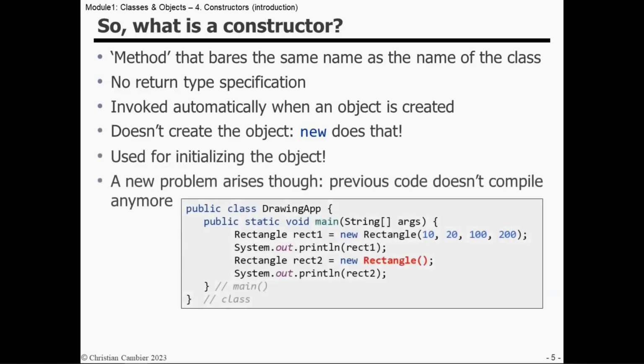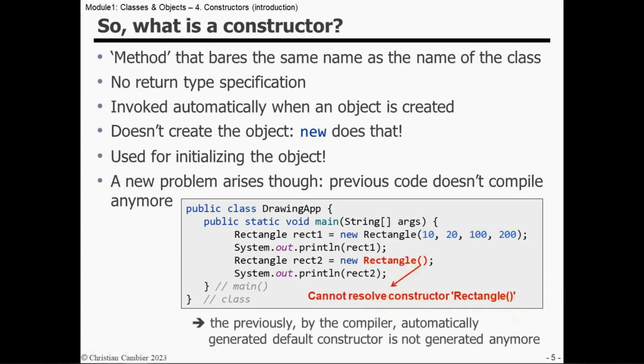Now we have a new problem. The previous code doesn't compile anymore. If we would execute this code, then we get a compiler error while trying to create the second object. And the compiler error is: cannot resolve constructor Rectangle, empty parameter list.